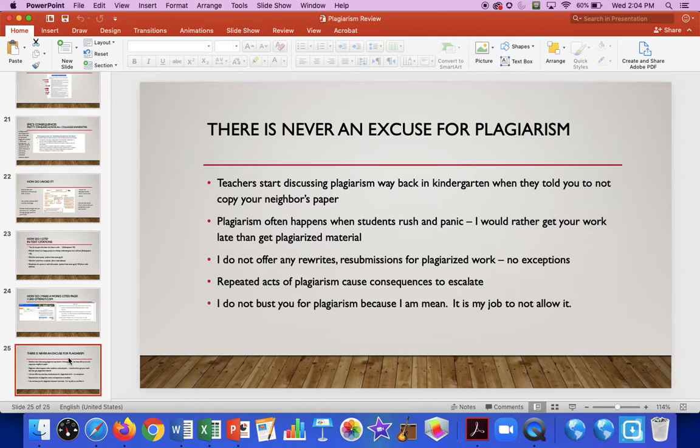A lot of times when I bust people for plagiarism, at the college level and the high school level, they will say, I didn't know that. Nobody ever told me what plagiarism was. I've never had that lesson. Miss Havener, you never told me what plagiarism was. I don't believe you when you say that. I just don't. I do not believe you. We know what plagiarism is.